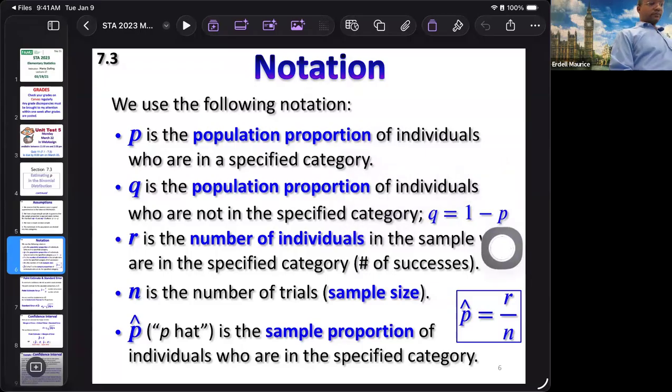Yes? Now the key thing is that your sample proportion is going to simply be R over N. That's the number of successes divided by the number of people in the trial. That's going to give you your P hat, your estimate for P. Questions there? Is the binomial stuff coming back? Is it coming back to you now? A little bit? N, P, and Q?